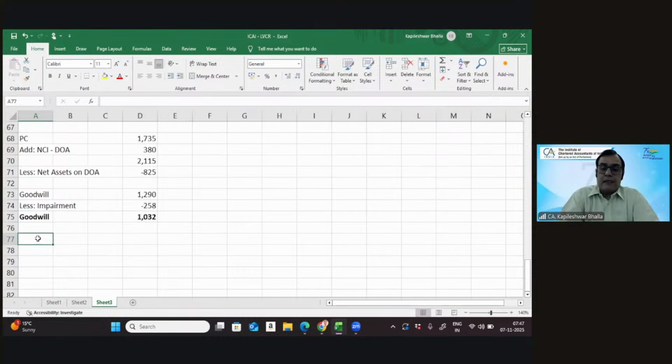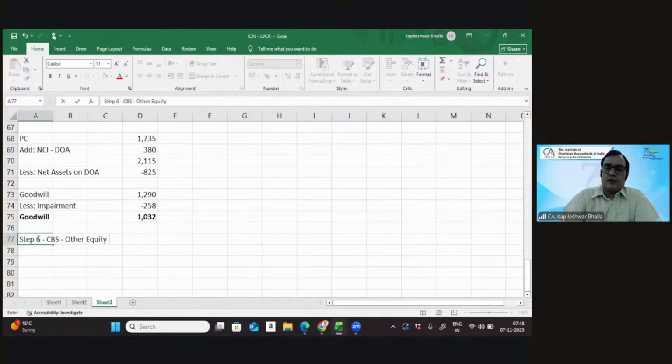Step number 5 is done. Then we go to step number 6. And trust me, as you proceed step by step, you will also get a confidence that yes, you're going absolutely correct. There is no error in the calculations. So then we go for the consolidated balance sheet other equity.